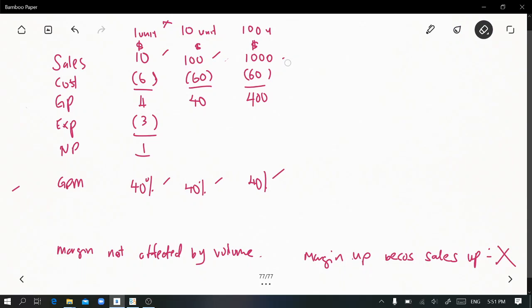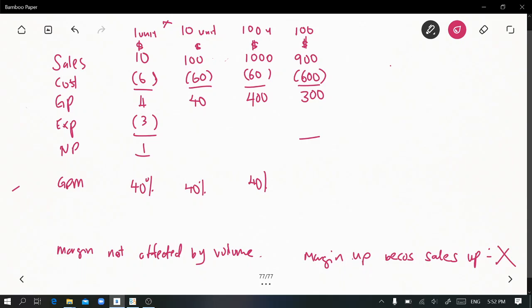Okay, it's more on the cost per unit and selling price per unit. Now, example. If one unit is $9, the cost is the same at $6 per unit. So what happened to the margin? 3 divided by 9, 1/3 will be 33.3%. Why do you think the margin dropped?